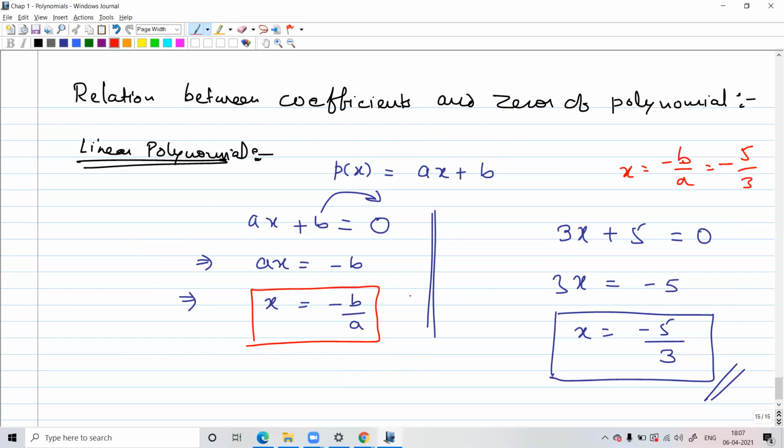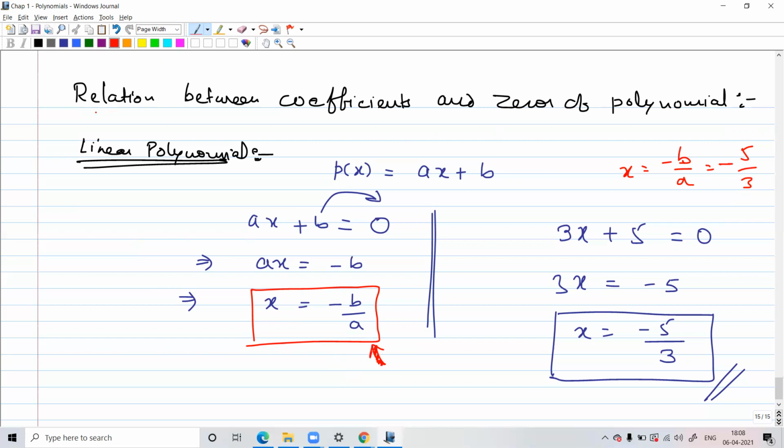So to answer that, my question only, why am I finding this formula? Because it's for a linear polynomial, it's very simple. Instead of going through the formula, we can just do the transpose and find the value minus 5 by 3. But this very similar idea works for higher degree polynomials also. So this minus b by a will come in handy for higher degree polynomials, for a quadratic or a cubic. It has some meaning, and we will learn about that.